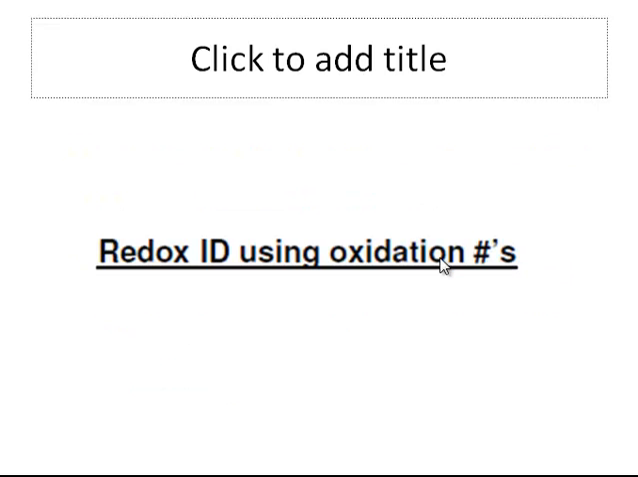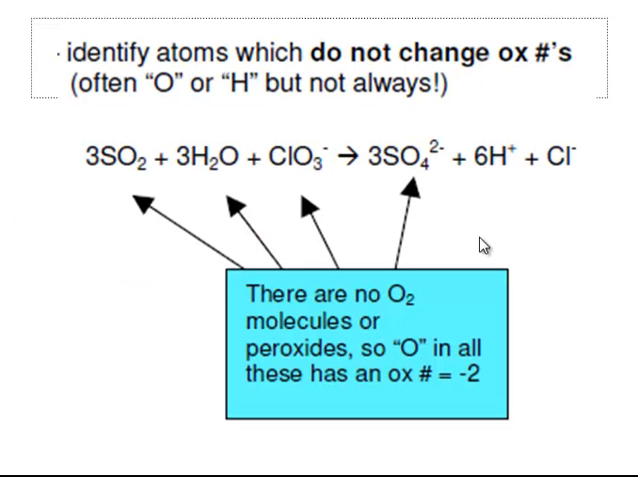Now that we've seen all the rules on how to determine the oxidation number of species that are losing or gaining electrons, we can use that to balance redox reactions. So suppose we're given a redox reaction like this, and we have to determine which species are oxidized and which species get reduced.